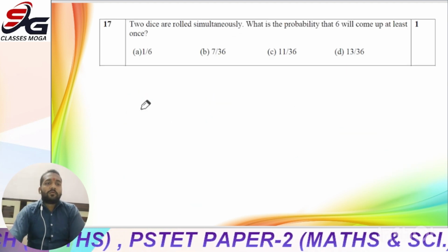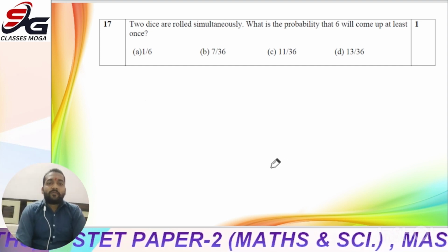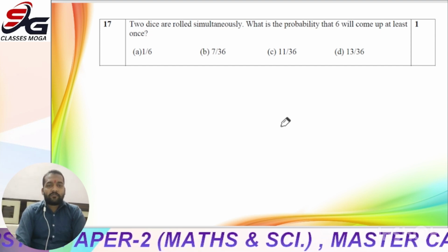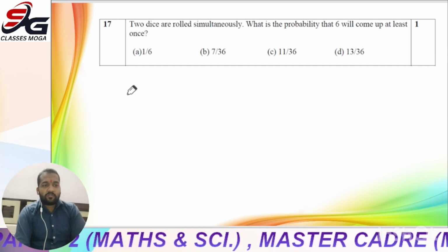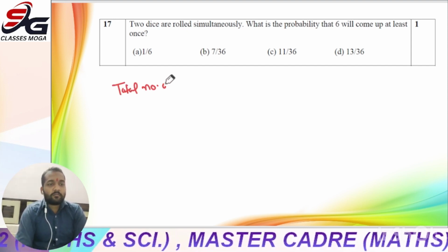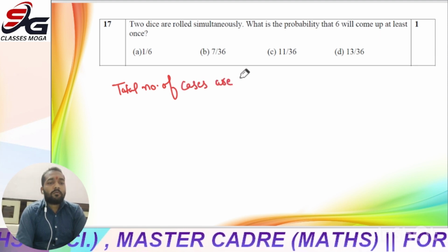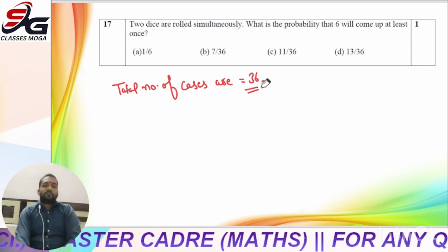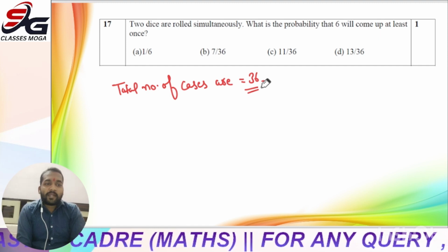Next question. Two dice are rolled simultaneously. What is the probability that 6 will come up at least once? So two dice, when we throw two dice, the total number of cases are 36. So what is the probability that 6 will come up at least once?